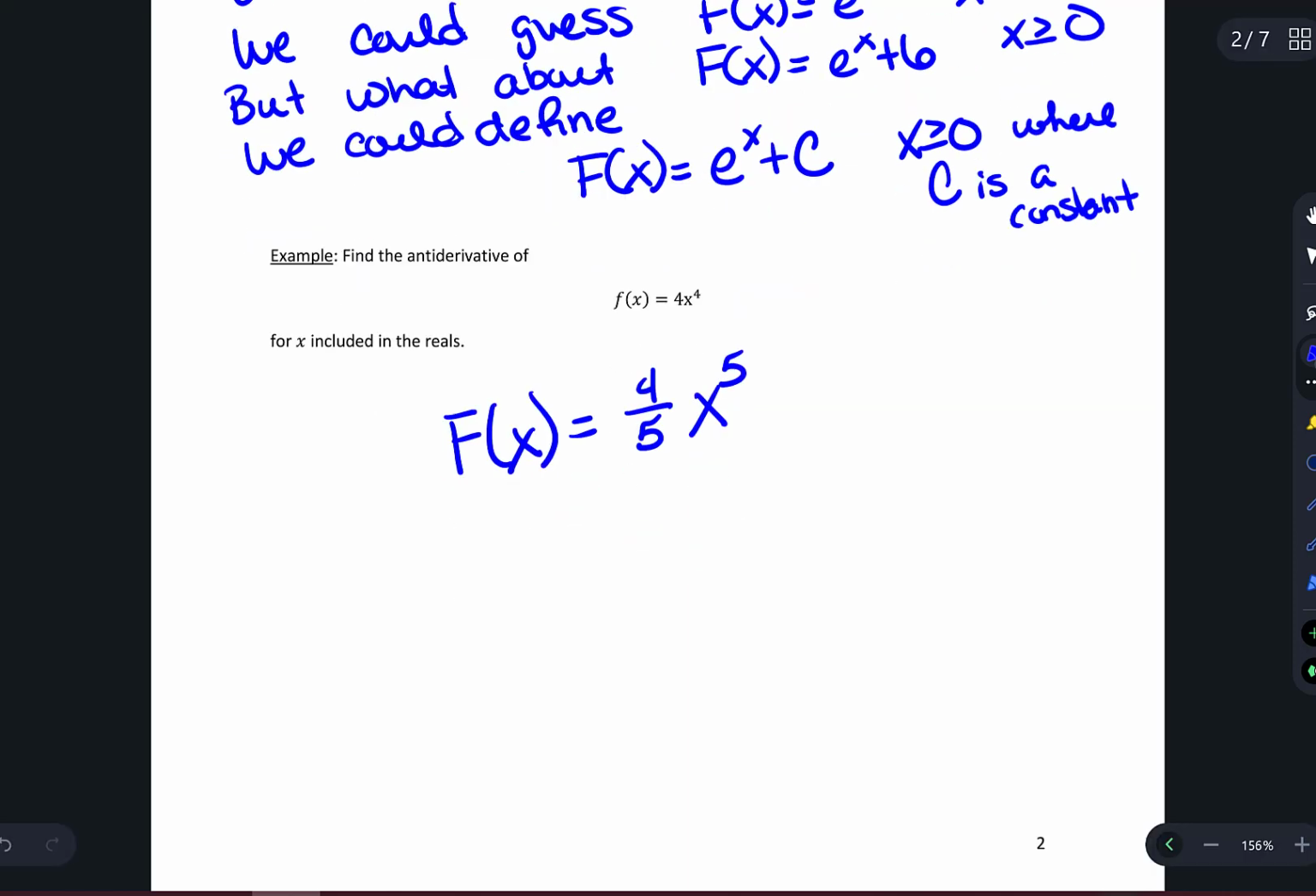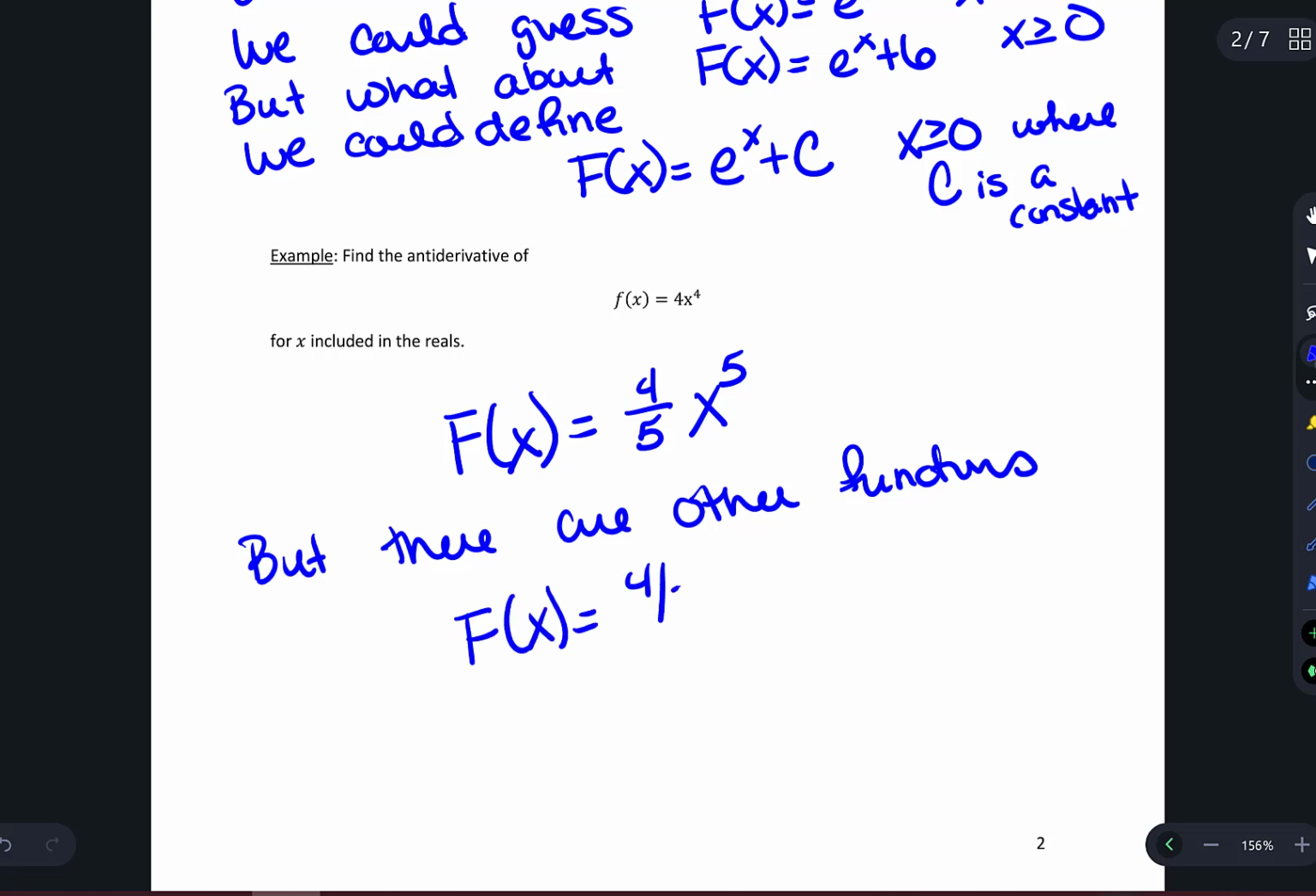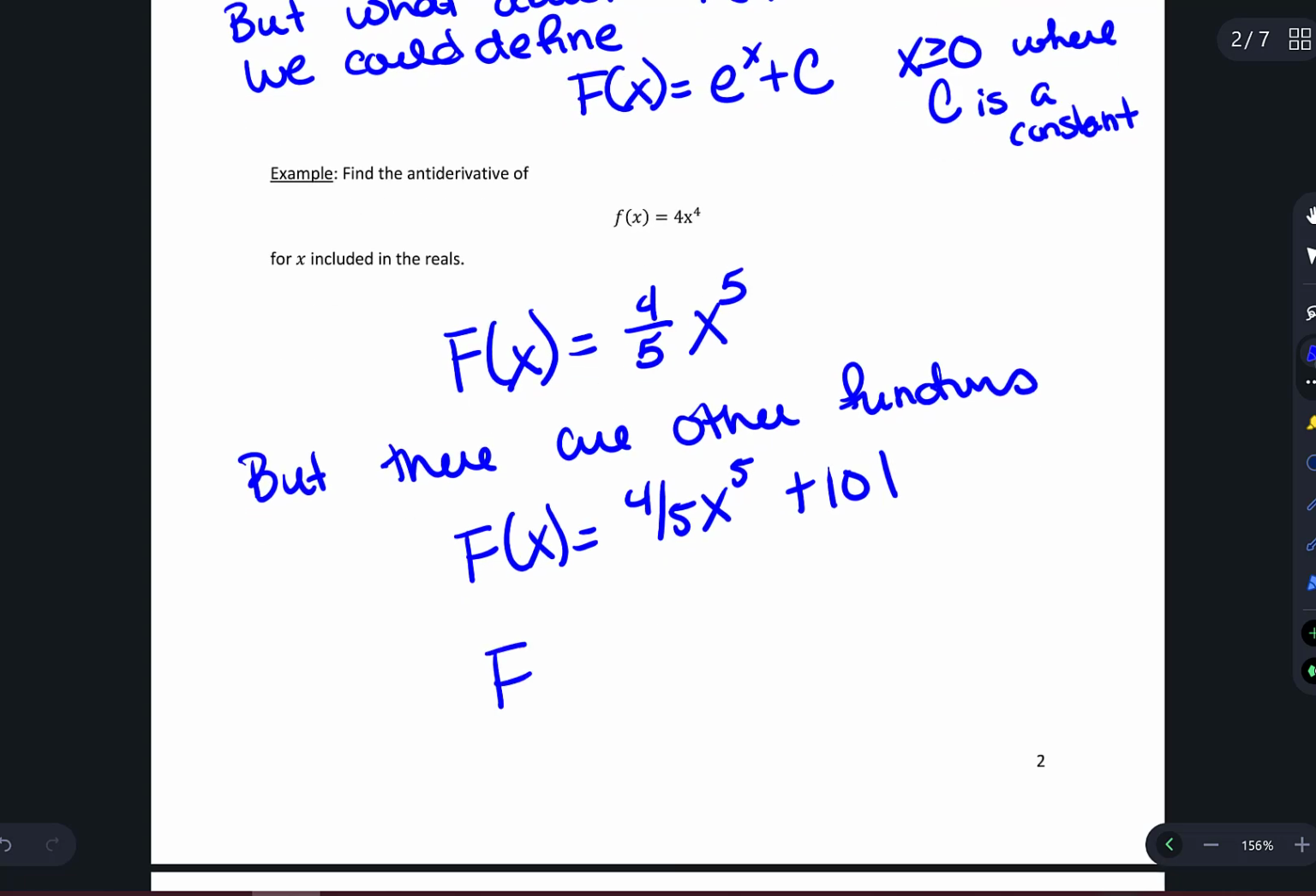But, just like we saw up above, there are other functions. So, for example, I could define capital F of x equal to 4/5 x to the fifth plus 100. Oops, that's 100, not 101. Notice, if I take the derivative of this, I'm still going to end up with 4x to the fourth, which is what I'm looking for. And again, it's because the derivative with respect to x of 100 is just going to be 0. So any constant number will work there. So just like up above, I could define a family of functions equal to the following.